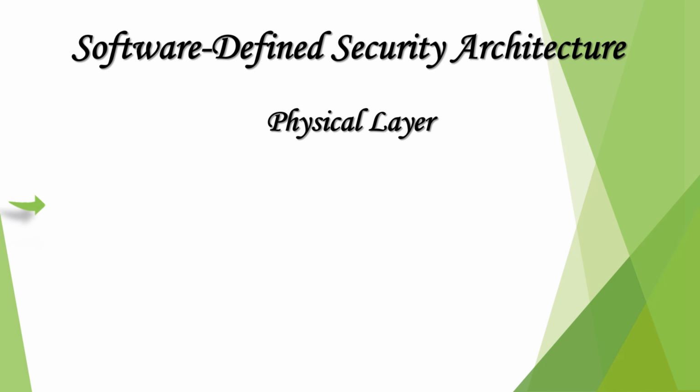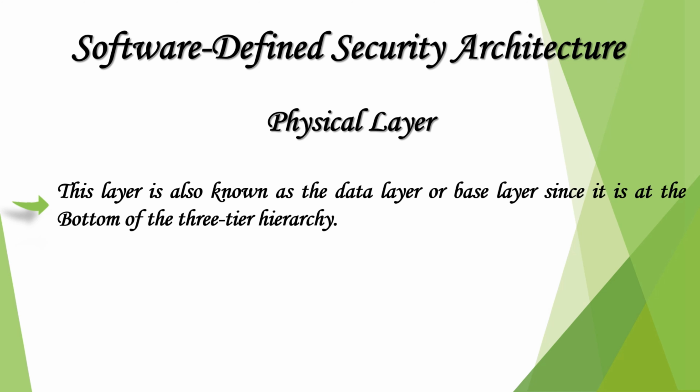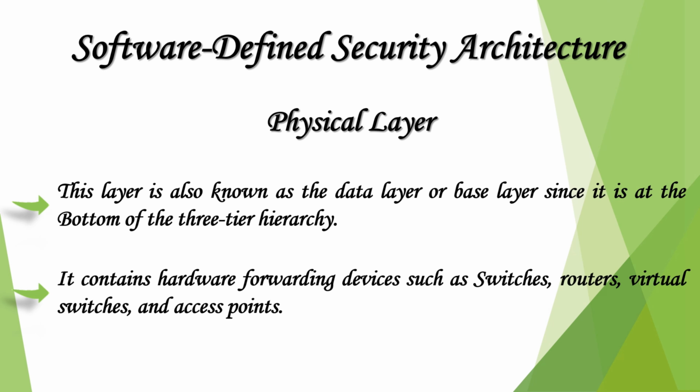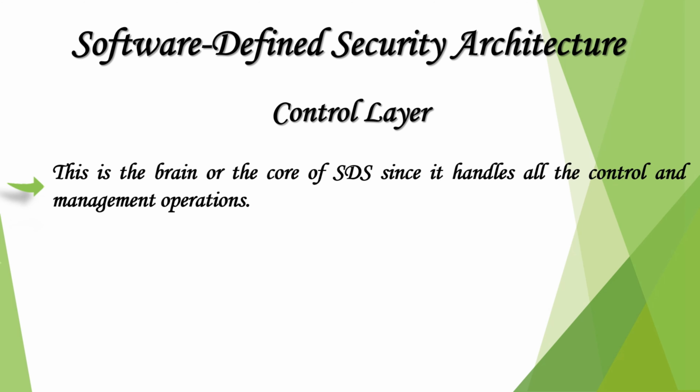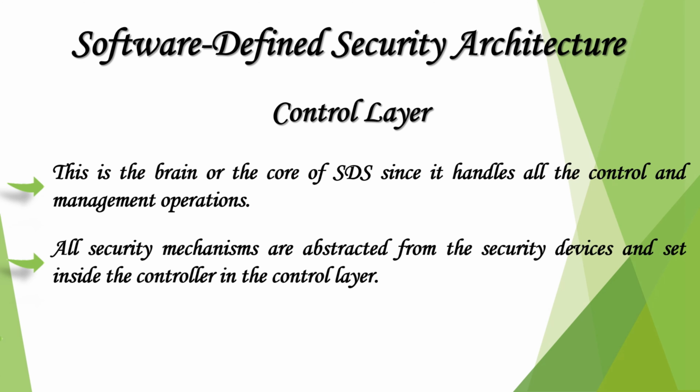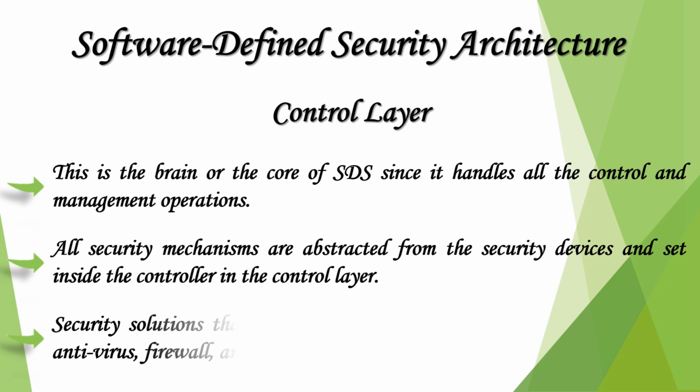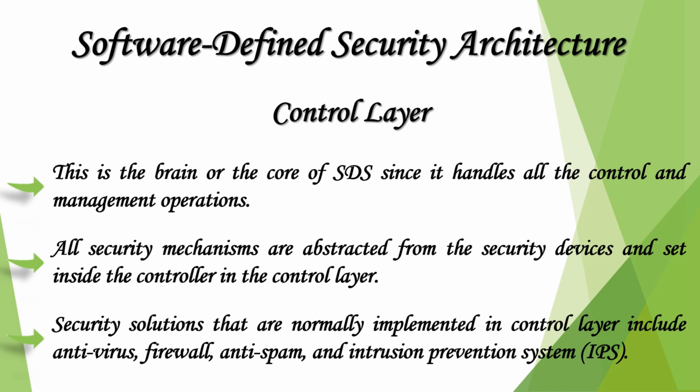Physical layer. This layer is also known as the data layer or base layer since it is at the bottom of the three-tier hierarchy. It contains hardware forwarding devices such as switches, routers, virtual switches, and access points. Control layer. This is the brain or the core of STS since it handles all the control and management operations. All security mechanisms are abstracted from the security devices and set inside the controller in the control layer. Security solutions that are normally implemented in control layer include antivirus, firewall, anti-spam, and intrusion prevention system.